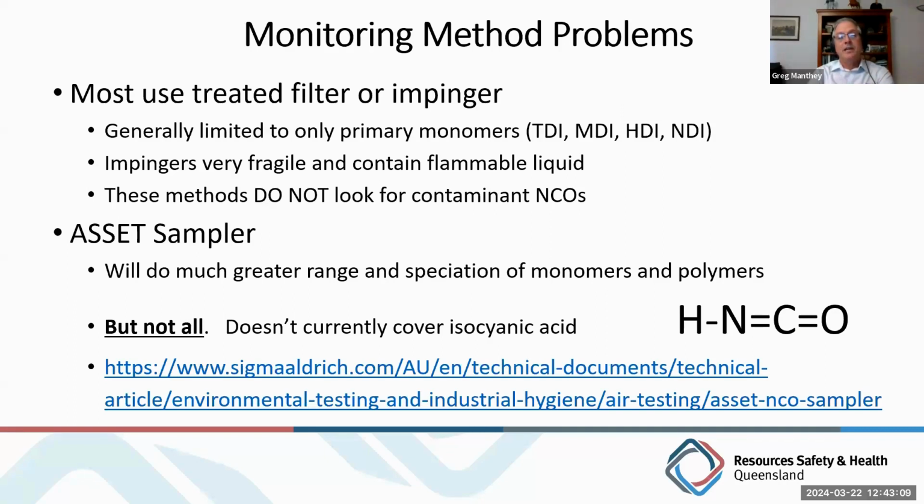The asset sampler, again, does a much greater range, looks at monomers and polymers, but it's not complete. It doesn't look at all of them. So, for example, SGS don't currently analyse for isocyanic acid, which is also potentially in the atmosphere. The asset samplers will collect it, but it's up to the laboratory as to whether they analyse for it. So again, make sure that you understand, if you're collecting a sample, what your lab can and can't analyse for.